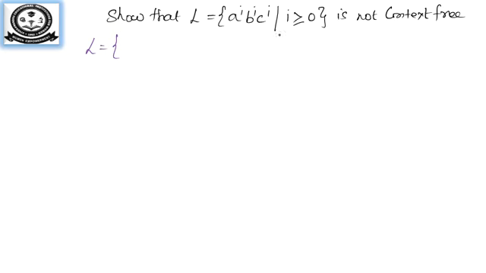So i can be equal to 0, so you can have an epsilon. We don't consider epsilon because we are going to consider only strings. When i is equal to 1, you will have A, B, C. When i is equal to 2, you will have 2 A's, 2 B's and 2 C's. If it is 3, you will have it in this fashion. So it goes on.